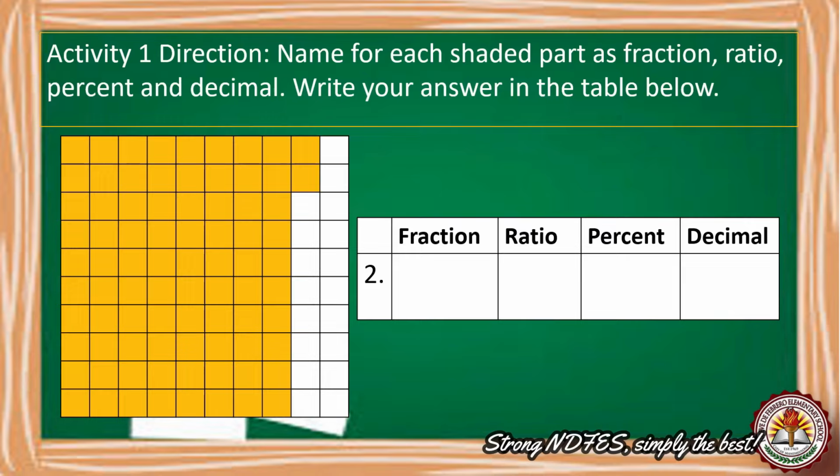Okay, time's up. Let us check. So, if your answer is 82 over 100, that is correct. Next, for the column in ratio, 5 seconds again. Time starts now. Go. Okay, time's up. Let us check. Your answer is 82 to 100. That is correct. Next, let us proceed to percent. 5 seconds. Time starts now. Go.